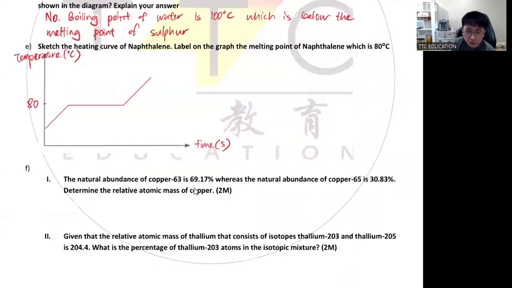Okay, natural abundance of copper. Okay, guys, I think this one is something similar. Just now, to find the relative atomic mass means you actually want to find the average. So just a quick one, okay? Percentage multiply mass plus percentage multiply mass, divide 100. See what you got? Okay, we'll try this. Just one quick one.